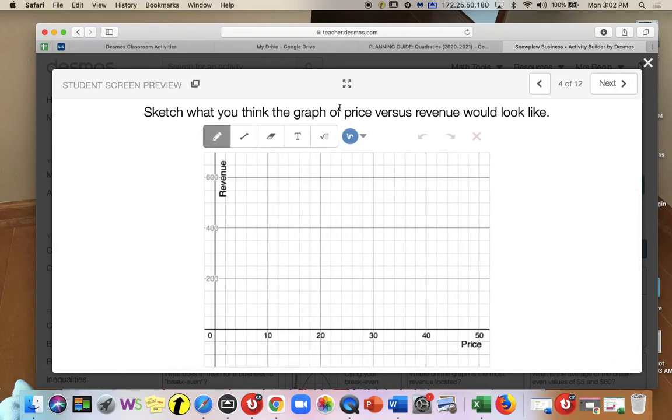Sketch what you think the price versus the revenue would look like. So again, this is no right or wrong answer. I just want to see what you can come up with. What do you think this graph would look like? Again, what you charge is on the bottom. How much profit you make is on the side. What will that graph look like?